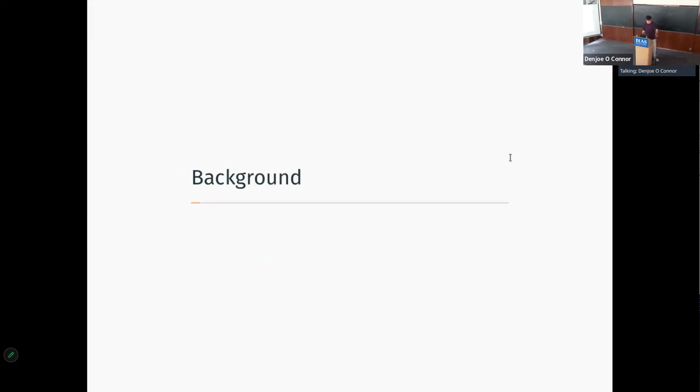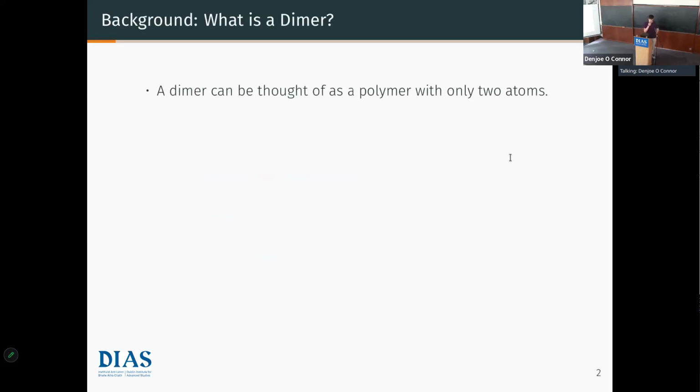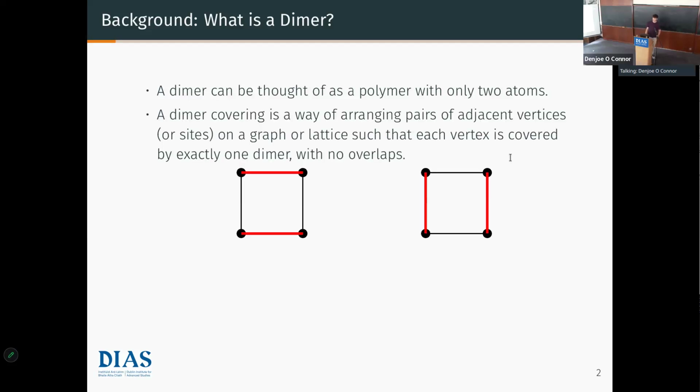So background. So what is a dimer? A dimer can be thought of as a polymer with only two atoms. So if you have two atoms, they're bonded together, that's essentially what a dimer is, if you're thinking of it from a chemistry perspective. More mathematically then, a dimer covering is a way of arranging pairs of adjacent vertices or sites on a graph or lattice, such that each vertex is covered by exactly one dimer and there's no overlaps.